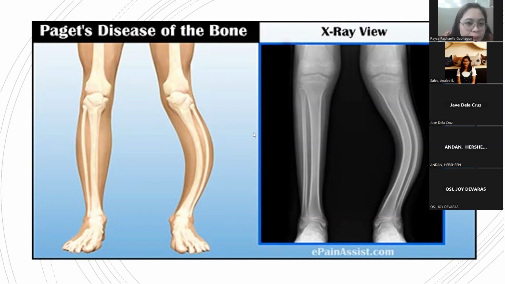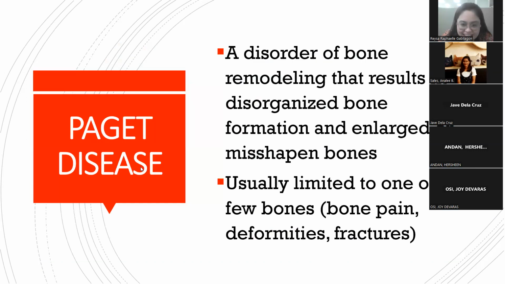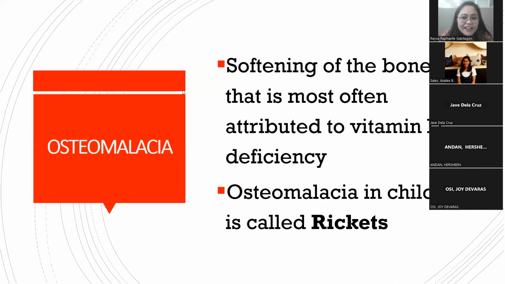This is not bow-legged or knock-kneed, okay, this Paget disease. This is really a disorder involving remodeling, and then there will be enlargement or the shape itself of the bones will be affected. The bow-legged and knock-kneed ones that you put in the chat box fall under osteomalacia.